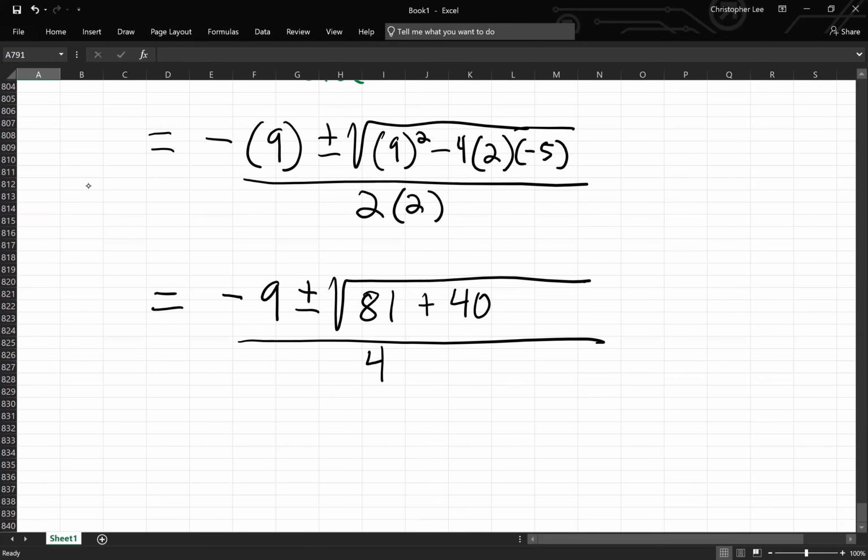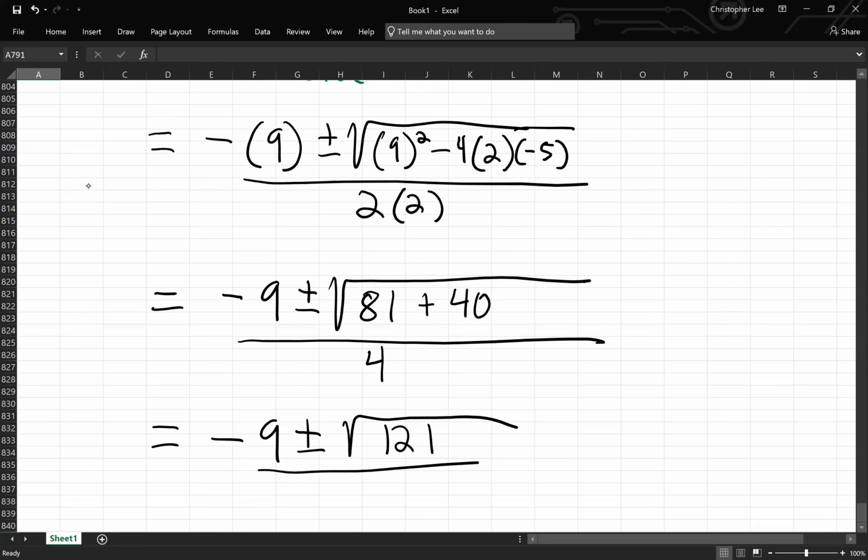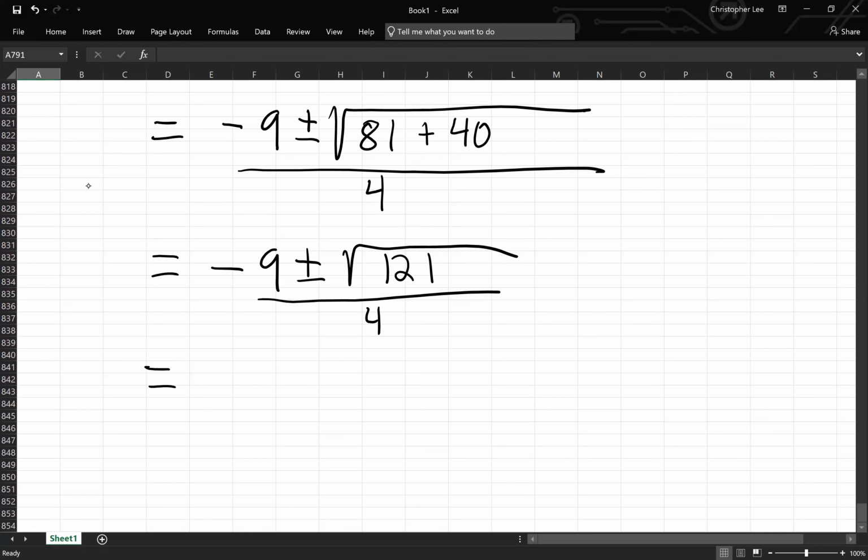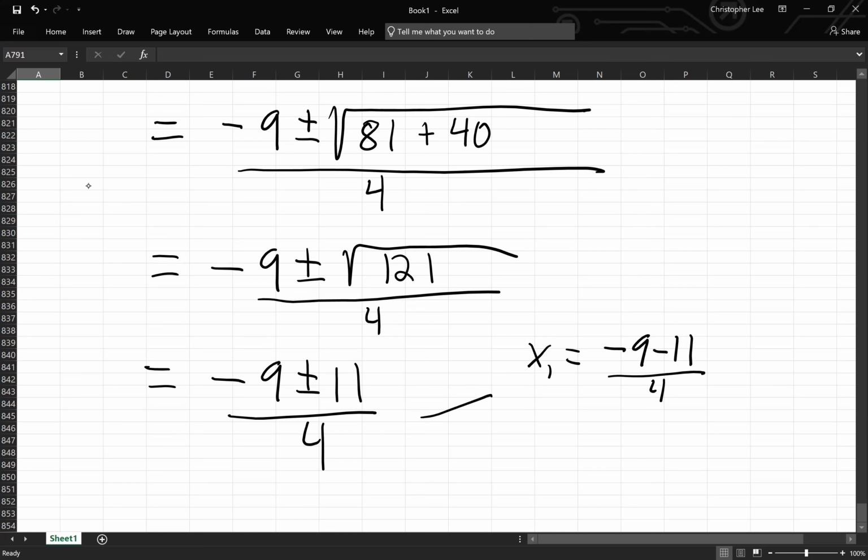Let's add this up now. So I'm going to have -9 plus or minus the square root of 121, all divided by 4. What was the square root of 121 again? 11. So this is -9 plus or minus 11 over 4, right? This problem is practically done. So I have one answer. Let's call this x1. It's -9 minus 11 all divided by 4. When we do the math on that, that's -20 over 4. Let's call that -5.